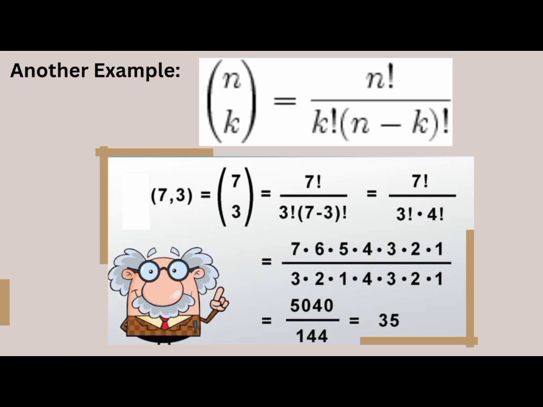So 7 factorial over 3 factorial times 7 minus 3 factorial. 7 minus 3 is equal to 4. So it is equal to 7 factorial over 3 factorial times 4 factorial. 7 times 6 times 5 times 4 times 3 times 2 times 1 is equal to 5040. 3 times 2 times 1 times 4 times 3 times 2 times 1 is equal to 144. So 5040 divided by 144 is equal to 35.